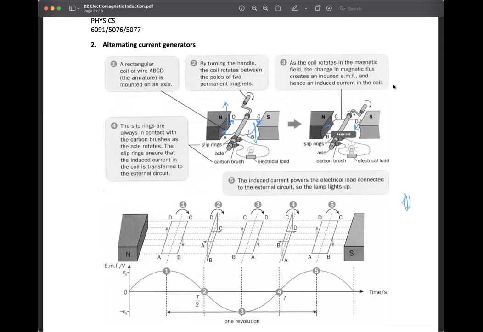Now in the third picture, the whole thing turns 180 degrees. So AD, which at first was moving from A to D, as it turns to the other side is moving from D to A. Can you see that? This picture is number 3, and this picture is number 1.